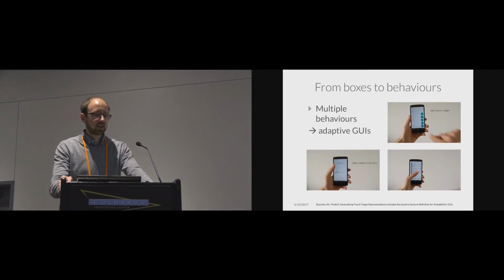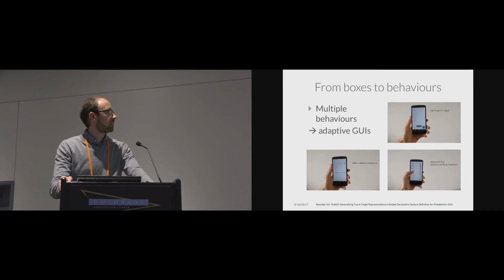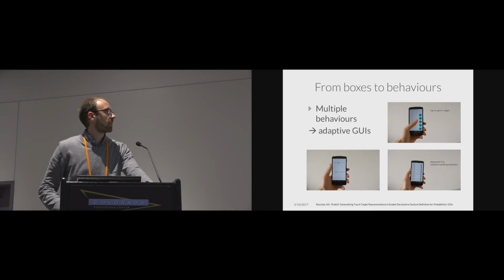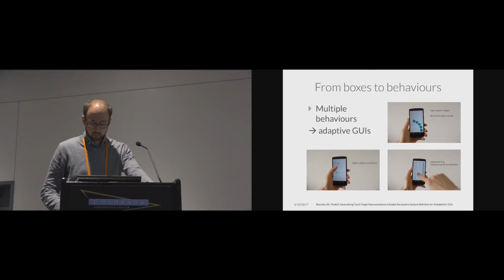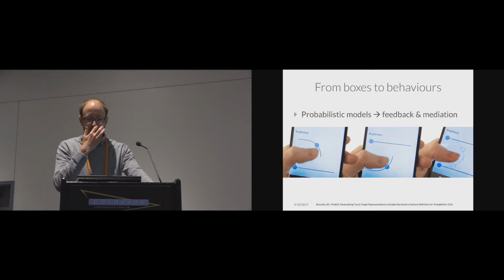Then we've just seen that if we can specify multiple behaviors per target, that facilitates building adaptive UIs, and we've implemented some examples adapting to left and right-handed use. And then finally, since we have probabilities of activation or using a specific kind of gesture for a specific element, we can use that to give some feedback. So for example, on the right-hand side, you can see that if I touch in between the two sliders, it gives me this transparent preview. And to implement that, it is useful to have these probabilities. And it could also be used for mediation, so inferring what the user wanted to do.